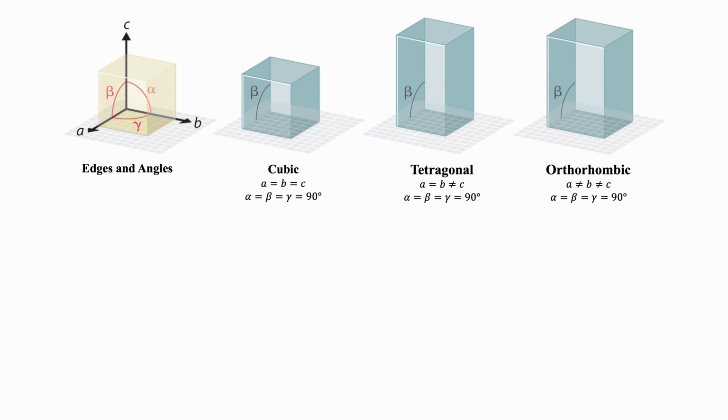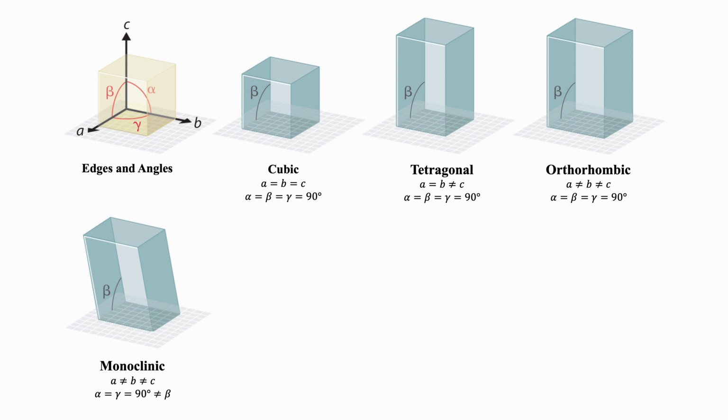Orthorhombic. Here, all sides are unequal, but like the previous systems, all angles are still 90 degrees. The orthorhombic system looks like a stretched or squished box, maintaining right angles but with no equal edge lengths. Monoclinic. In the monoclinic system, all sides are unequal, with two angles at 90 degrees, but one angle is different. This slight asymmetry creates a structure that's skewed along one axis.